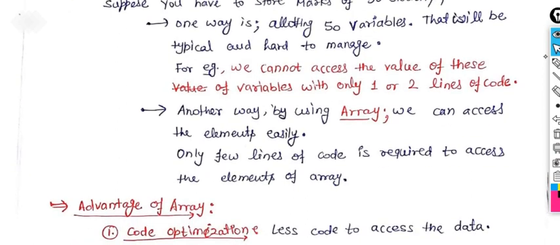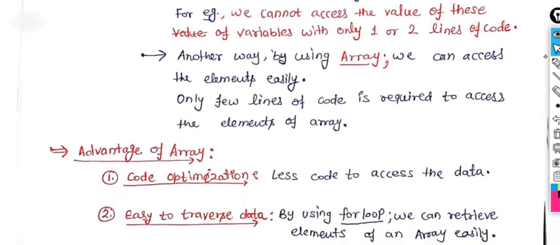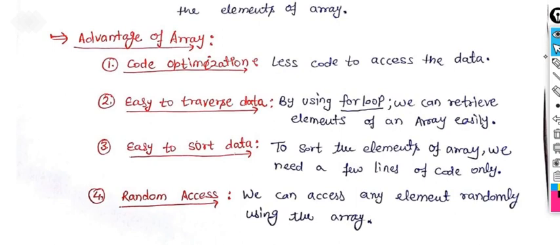So rather than writing many lines for the declaration of the different variables, we can sum it up into one single line by using array variables. Okay, so there are some advantages of the array. What are those? First advantage is code optimization. Rather than declaring 50 variables separately, we declare all the values in a single variable with the help of an array. It's minimizing the code, so it is doing the optimization task.